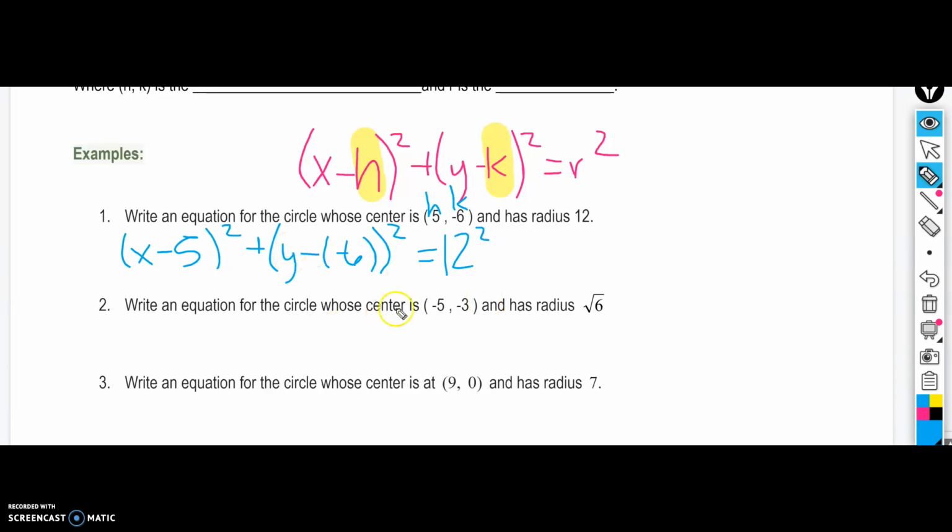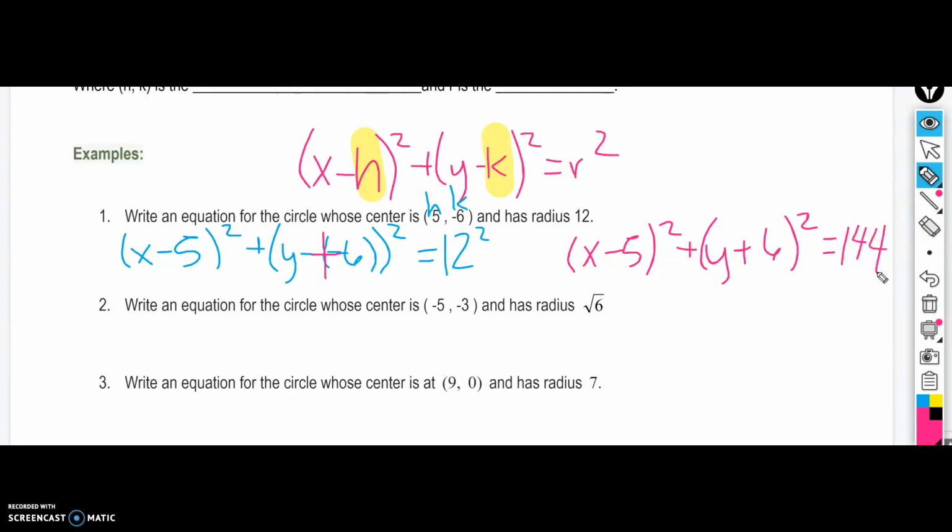Now, that is not in the prettiest form, I would say, and it's not a form that you're going to see most often. If I have a negative and a negative, remember that a minus and negative is the same thing as adding a positive, so that's one big plus. And I can also simplify this 12 squared, so I'm going to do that right here in red. The final form that you would see on a test or quiz or worksheets going forward is x minus 5 squared plus y plus 6 squared equals 144.